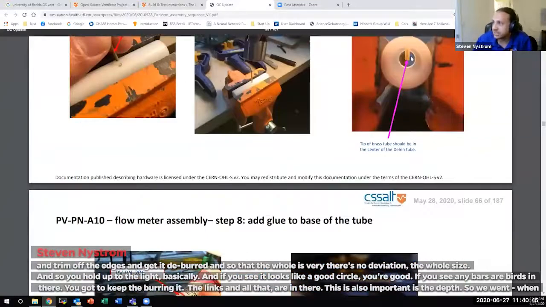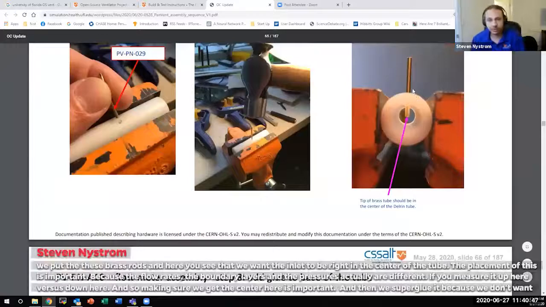This is also important, is the depth. When we put these brass rods in here, you see that we want the inlet to be right in the center of the tube. The placement of this is important because the flow rates, the boundary layers, and the pressures actually are different if you measure it up here versus down here. So making sure we get the center here is important.